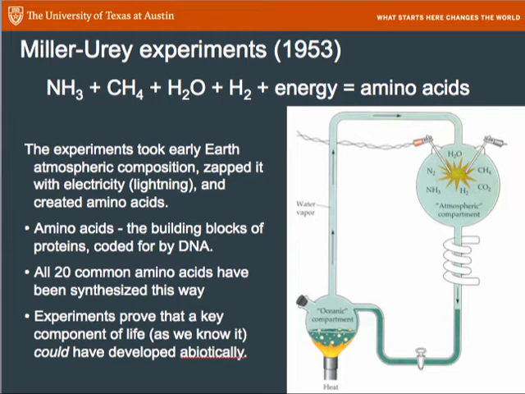Well, they took ammonia and methane, water, hydrogen, and then they added sparks of electricity like you might get from a lightning strike. And in their little early atmosphere container, they created amino acids. All 20 common amino acids have been synthesized by this very simple method. So these experiments prove that one of the key components of life as we know it could have developed abiotically, in other words, without life to start.